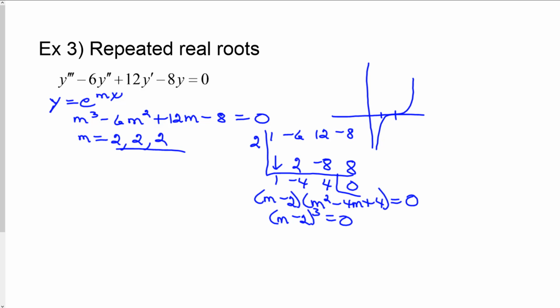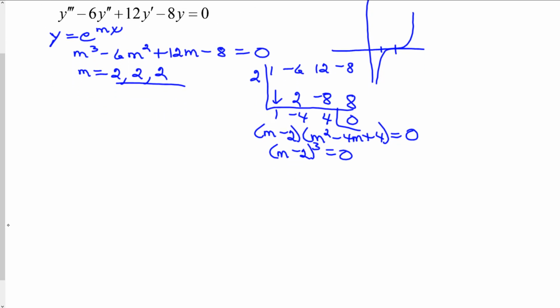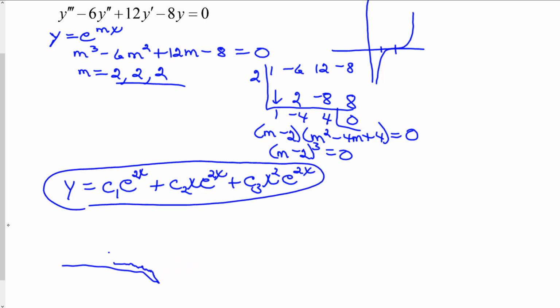All right, so based on that repeated root, our solution will be written y equals c1 e to the 2x for the first occurrence, and then plus c sub 2 times x e to the 2x for the second, plus c sub 3 times x squared e to the 2x for the third. And this is the general solution to the differential equation.